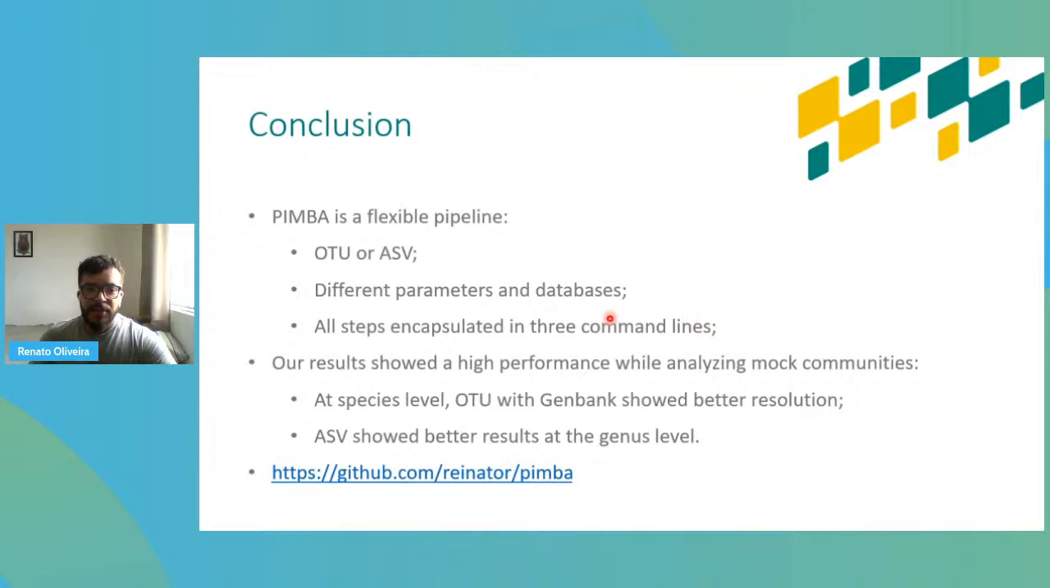And our results showed a high performance when analyzing monkey communities. And we have some good insights. For example, at species level, OTU with GenBank showed better resolution. But ASV also showed better results at the genus level. So both OTU and ASVs are strategies that could complement each other.